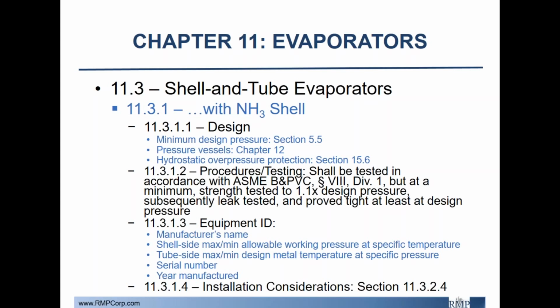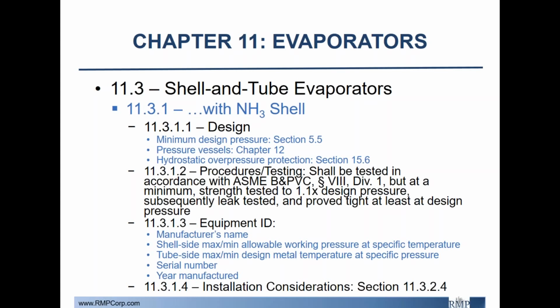That is written in the codes. If you go there and look it up, it should say that right in section 11.3.1.1. In addition, for equipment ID, the information provided, it does say it shall be provided by the manufacturers and should be in accordance with the UG section of the ASME code.